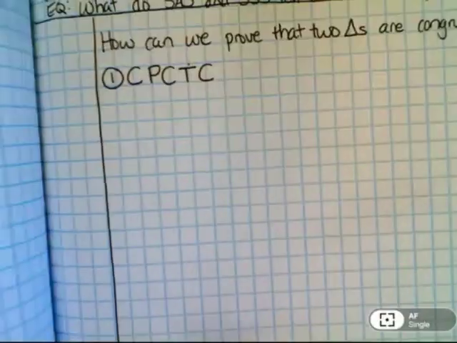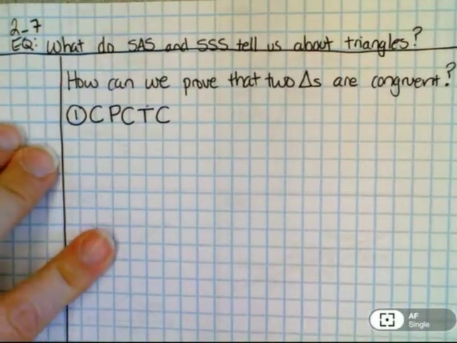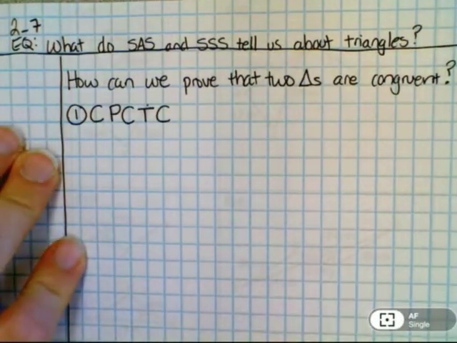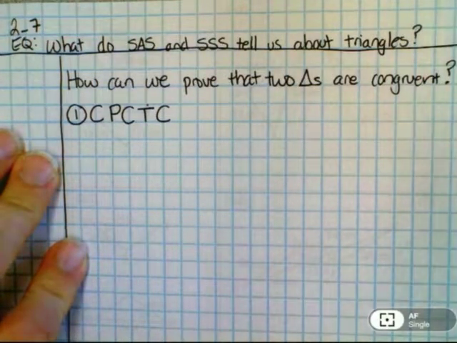And yikes, here we go. So pause if you need to. Unit 2, Lesson 7, the essential question is, what do SAS and SSS tell us about triangles? And you've got a lot to get down here, so go ahead and pause and come back when you're ready.